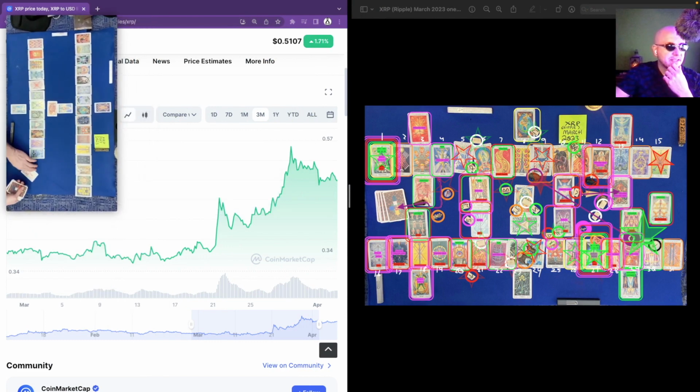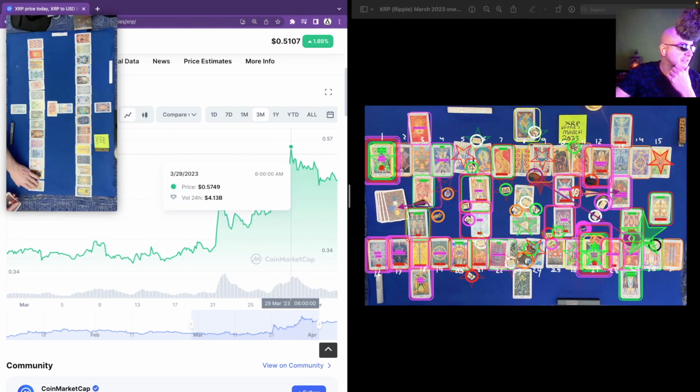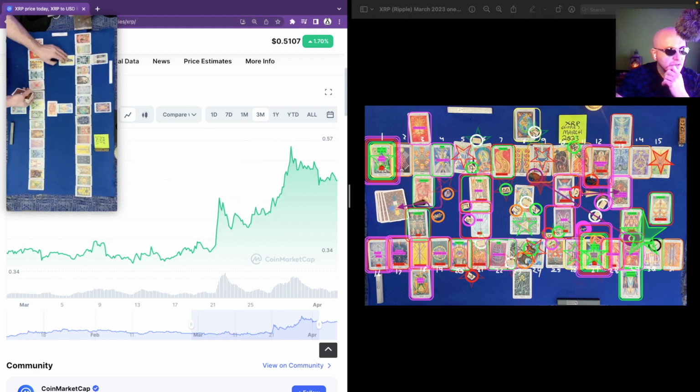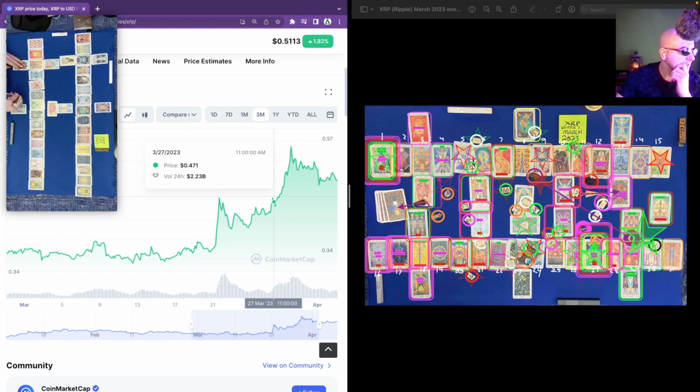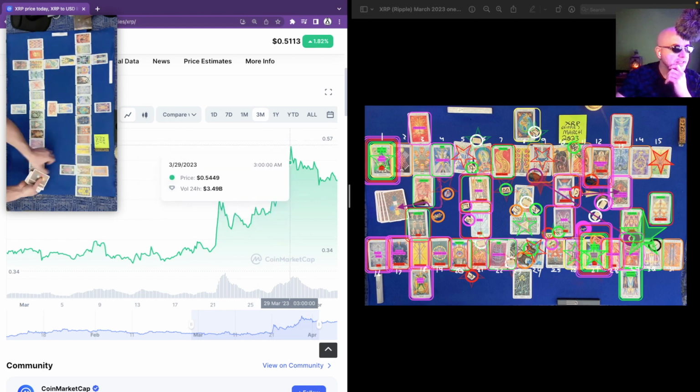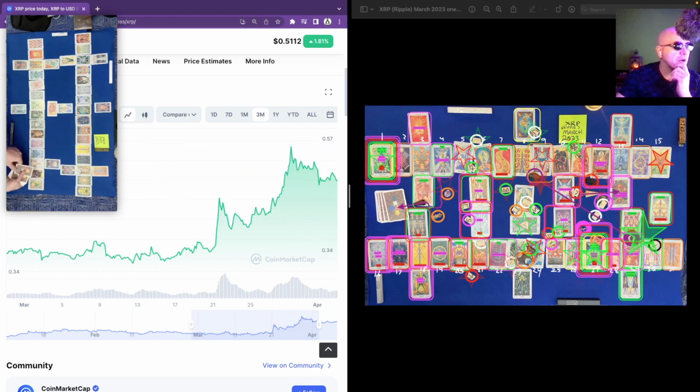Alright, so we had a highest high here on the 29th, 30th. Highest high on the 29th. What is this, the 27th? It was the highest high thus far. Brought us to a highest high on the 29th. That's dope.